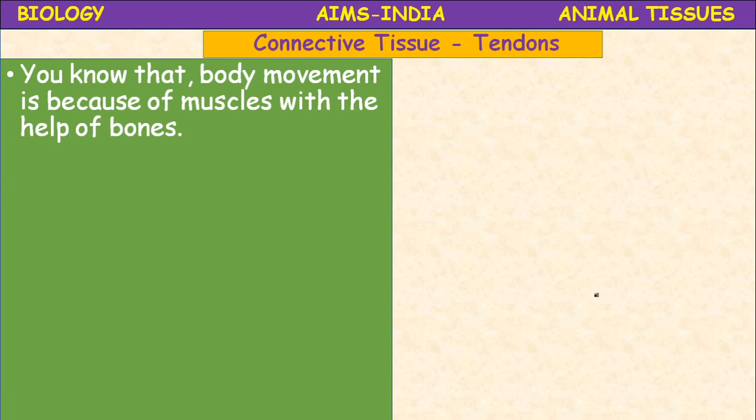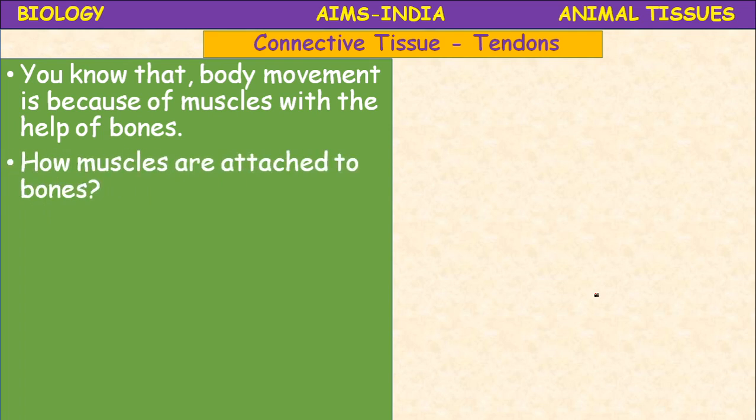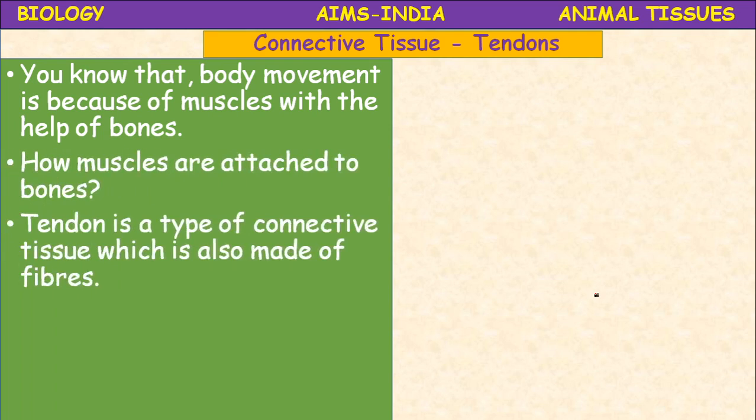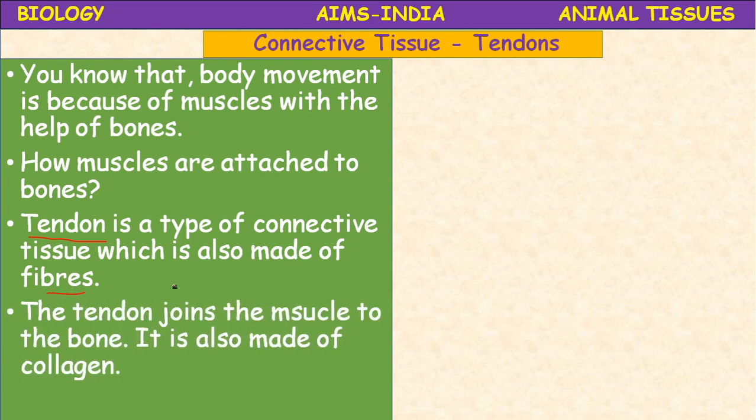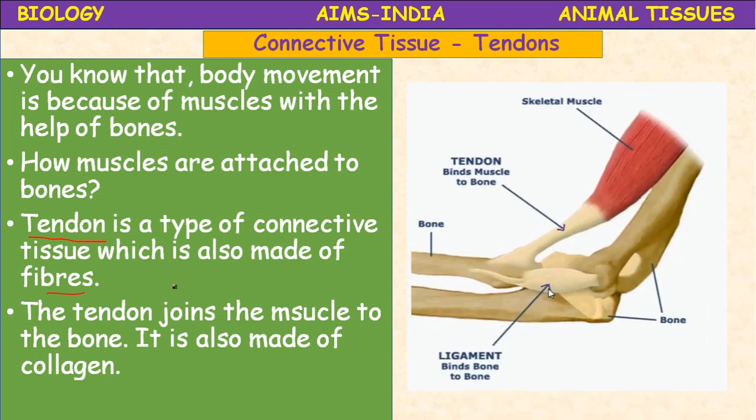Next, tendons. You know that body movements are because of muscles with the help of bones. Our muscles are attached to the bones. How are muscles attached to bones? The tendon is a connective tissue which is also made up of fibers. It helps in connecting bones with muscles. A tendon joins the muscles to the bones. It is also made up of collagen fibers, like this.